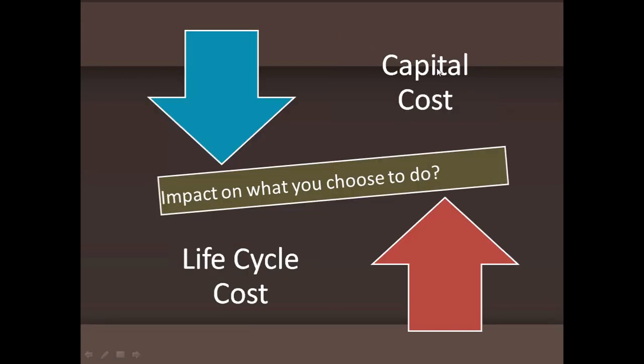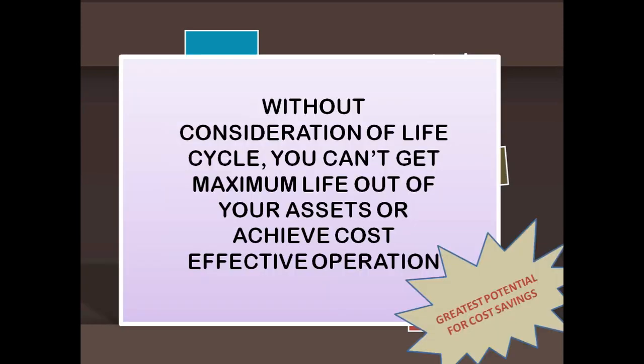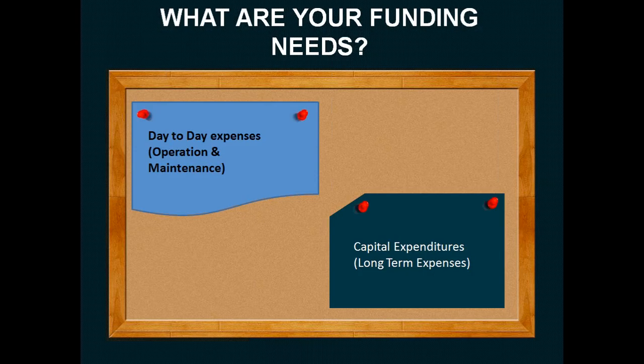And you might think about, well, how would that change or impact what you choose to do? If you're comparing a life cycle cost instead of a capital cost only, how might that impact what you choose to do? Maybe you would end up with a higher capital cost item that has a much lower operation and maintenance cost, where you can actually make different decisions about what to install based on the life cycle cost. And without consideration of the life cycle, you can't really get the maximum life out of your assets or achieve a really cost-effective operation. So this component is really where the greatest potential for cost savings comes into the process.